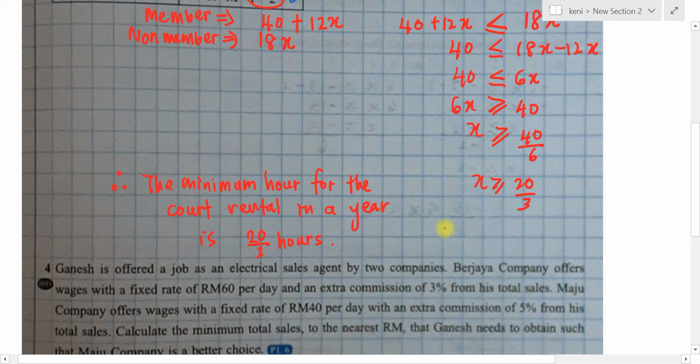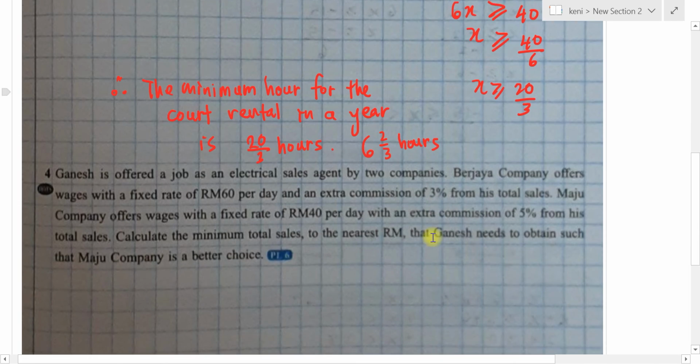If you make it hours and minutes, 20 over 3 is 6 and 2 over 3 hours, as a mixed number, or 6 hours. But they only asked how many hours. So no need for minutes, I guess. So 6 and 2 over 3 hours.